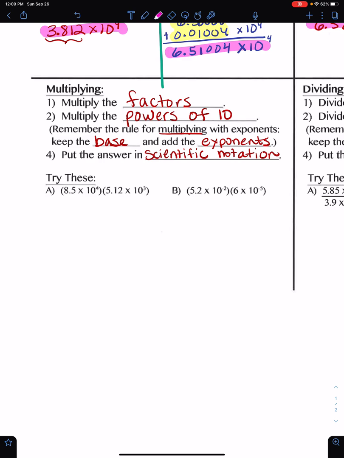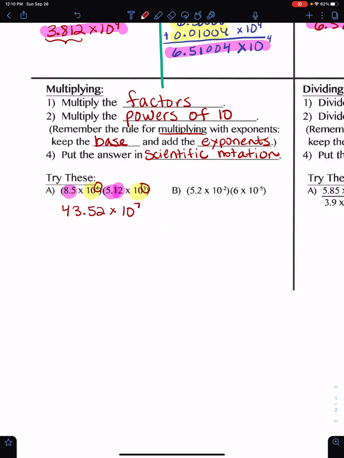All right, so here we have 8.5 times 10 to the fourth times 5.2 times 10 to the third. We're going to multiply the factors first, and then we're going to multiply the powers of 10. So you can use a calculator for that. 8.5 times 5.12 is 43.52. And when I multiply the powers of 10, remember that I can add the exponents. 4 plus 3 is 7.